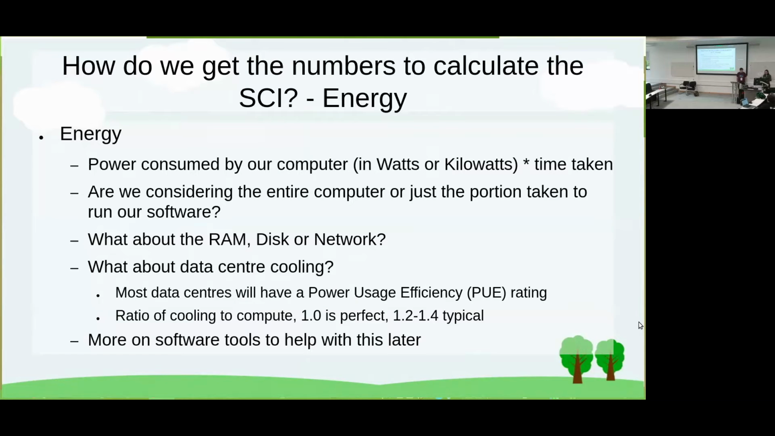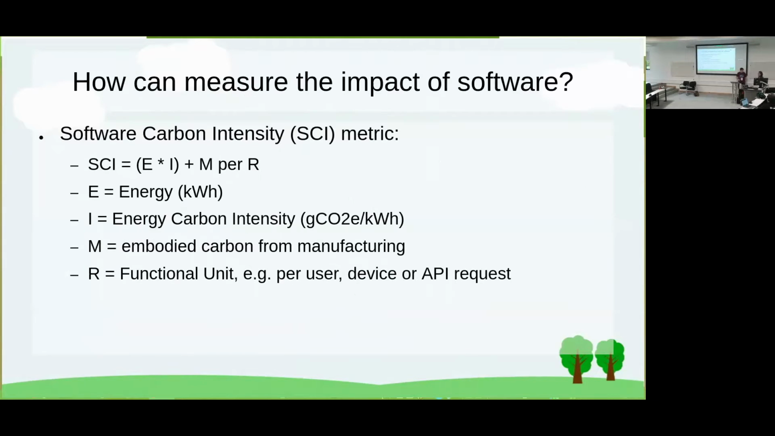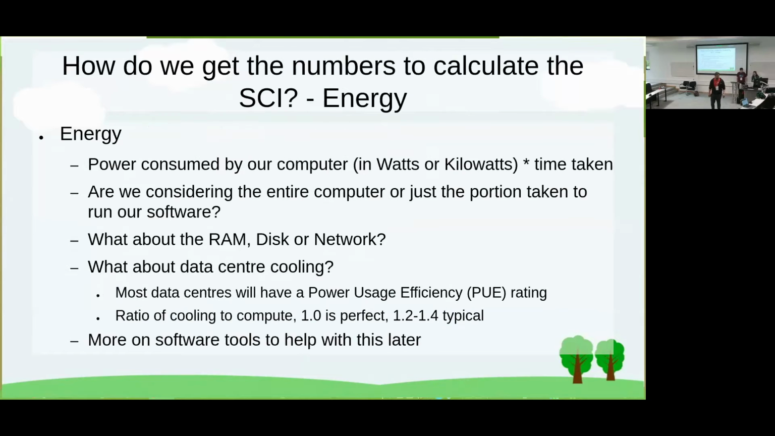So let's start with the energy component. Though actually, I will maybe write that down just in case I write it down wrongly. So the SCI is the E multiplied by the I, that's the intensity, plus the M. Are we writing per R? So the embodied carbon per functional unit.